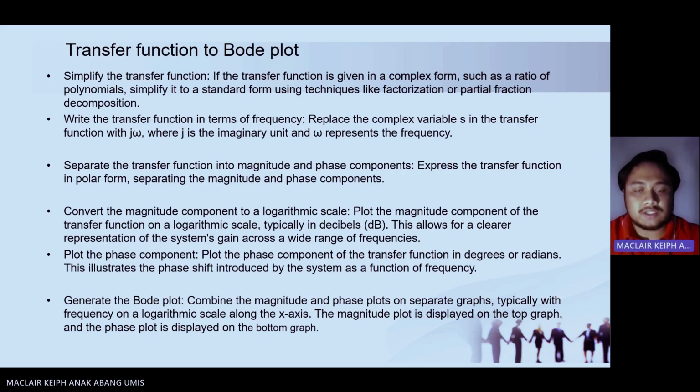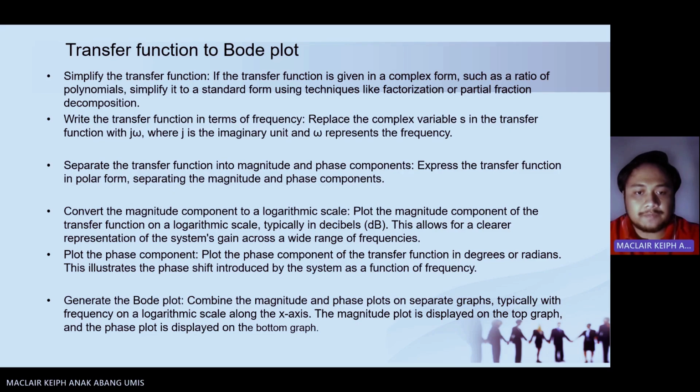Write the transfer function in terms of frequency. Replace the complex variable s in the transfer function with j omega, where j is the imaginary unit and omega represents the frequency. Separate the transfer function into magnitude and phase components. Express the transfer function in polar form, separating the magnitude and phase components. Convert the magnitude component to a logarithmic scale. Plot the magnitude component of the transfer function on a logarithmic scale, typically in decibels. This allows for a clearer representation of the system gain across a wide range of frequencies.